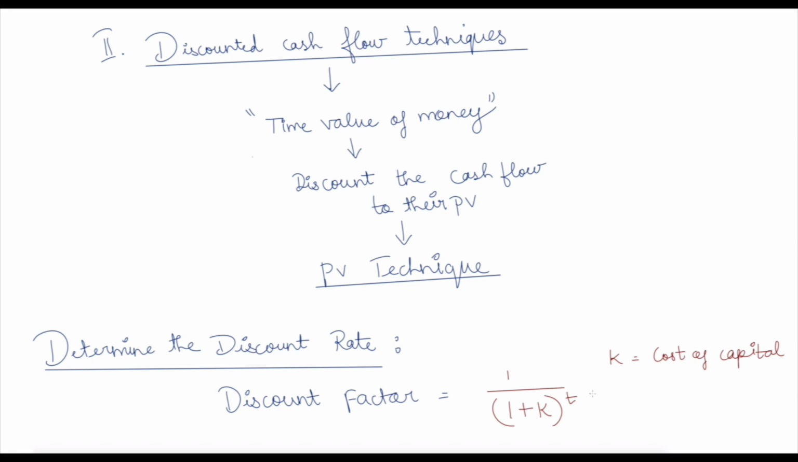Okay, the next one is about T. T is nothing but the years in which the cash inflow happens. Okay, it is very important. Here T is not about the life of the project. Here T is about the year in which the particular cash flow happens.